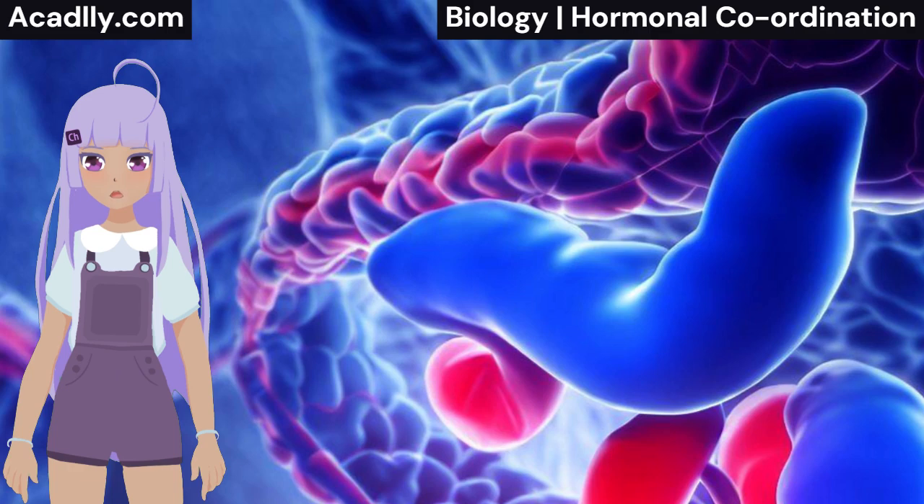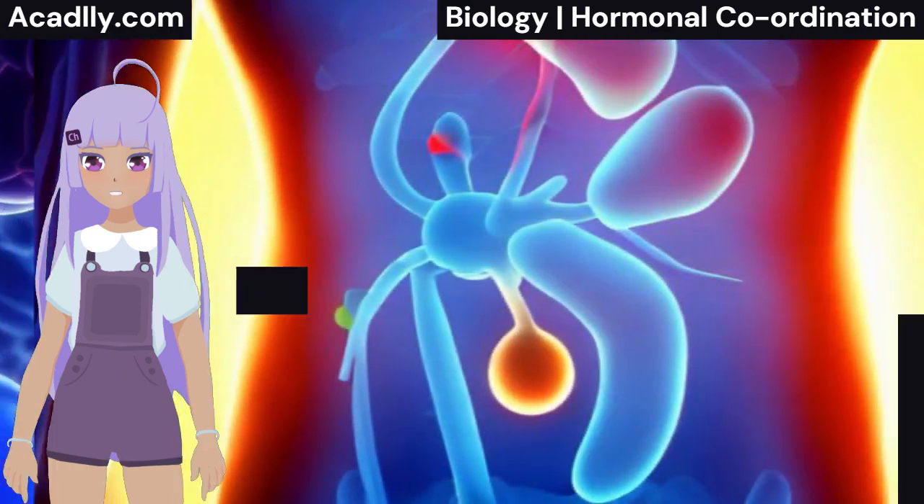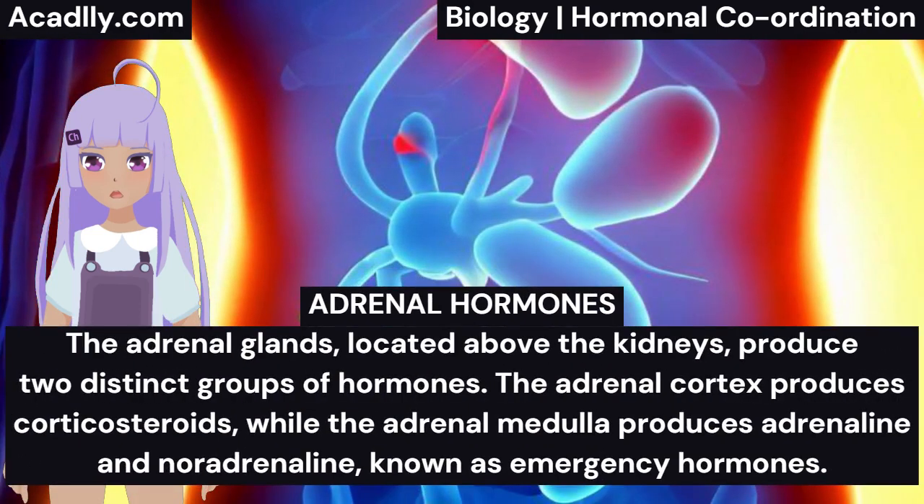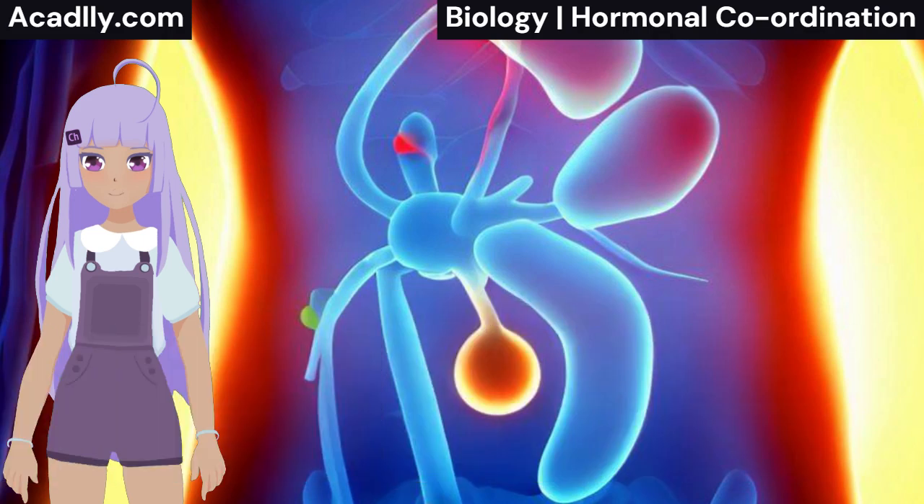Excessive secretion of insulin causes a drop in blood sugar levels and constant hunger. Glucagon, on the other hand, raises blood glucose levels by stimulating the liver to convert stored glycogen into glucose. Adrenal hormones. The adrenal glands, located above the kidneys, produce two distinct groups of hormones. The adrenal cortex produces corticosteroids, while the adrenal medulla produces adrenaline and noradrenaline, known as emergency hormones.